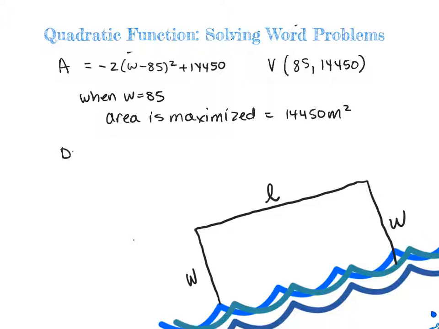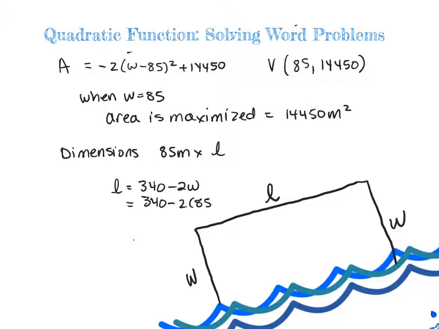So our dimensions, therefore, are 85 meters by L, and we need L because this is W, and L we said equaled 340 minus 2W, which equals 340 minus 2 times 85, which equals 170 meters. So therefore our dimensions are 85 meters by 170 meters.